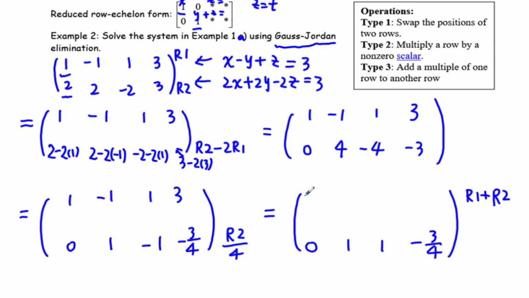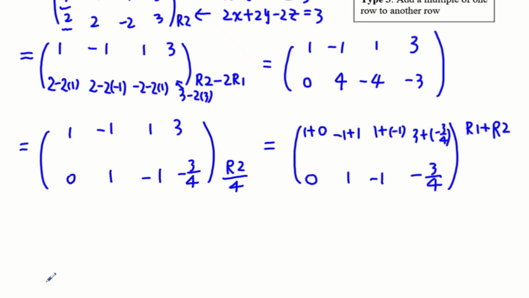1 times 1 plus 0. This one -1 plus 1. 1 plus -1. Then 3 plus -3 over 4. Simplify it. We are going to get close to the form 1001. And just calculate for those numbers. So this is 0, this is -1, -3 over 4, then this one is 9 over 4.